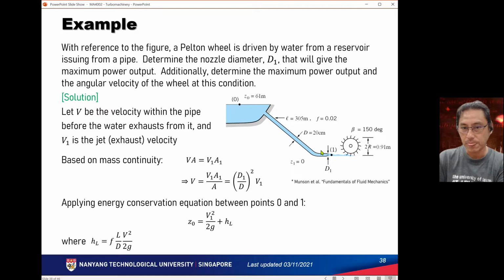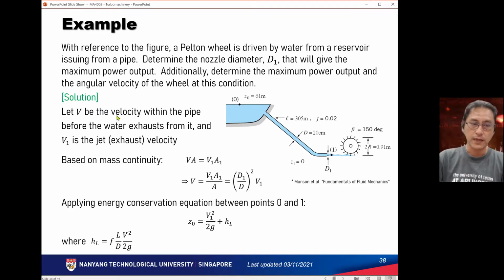The length of the pipe is 305 meters. We know the friction coefficient is 0.02. The diameter of the pipe is 20 cm. So if you think about it, this allows us to find out the friction loss of the pipe. Now armed with all this knowledge, over here we let the nozzle diameter be D1.